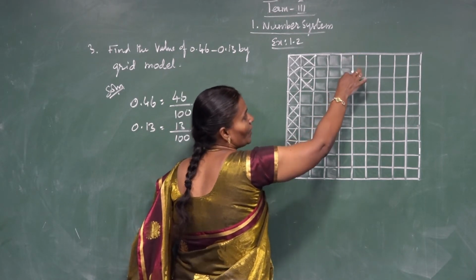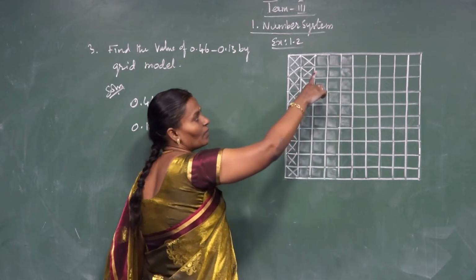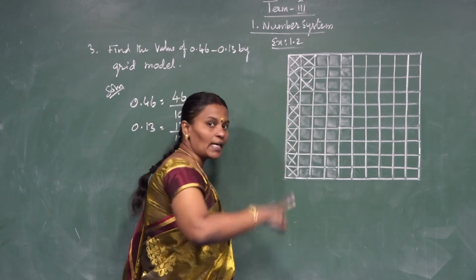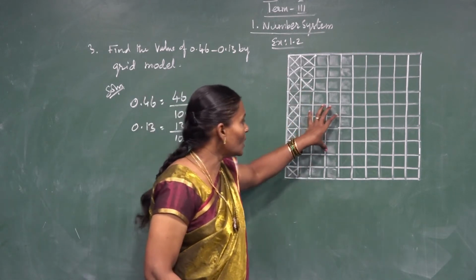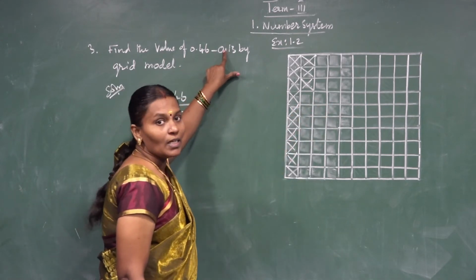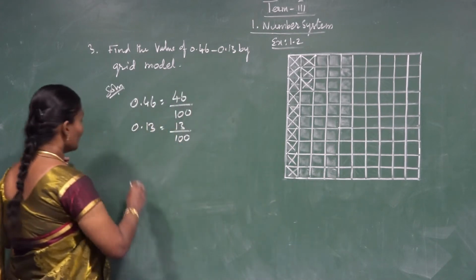27, 28, 29, 30, 31, 32, 33. So, the shaded boxes without the cross is 33. So, this is the difference of 0.46 and 0.13. Understand, children?